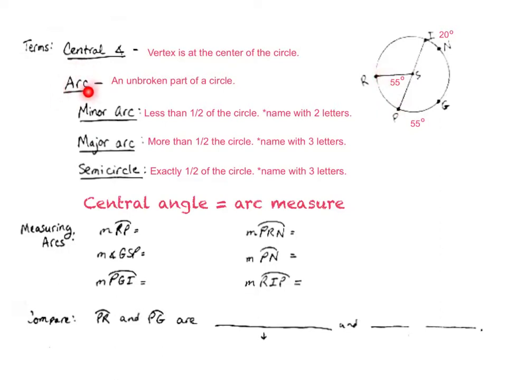We have arcs, which are exactly what you'd think they are, just part of the circle going around this way. Minor arcs, major arcs, semicircle. Minor arcs are less than half the circle, 2 letters. That's the big deal to remember. Minors, 2 letters. Major, 3 letters. Semicircle, also 3 letters. The difference is that a semicircle is exactly 1/2. So if your 3 letters are, for example, I, R, P, then that's a semicircle, not a major arc. A major arc would be I, R, G. So we'd go past the half circle.